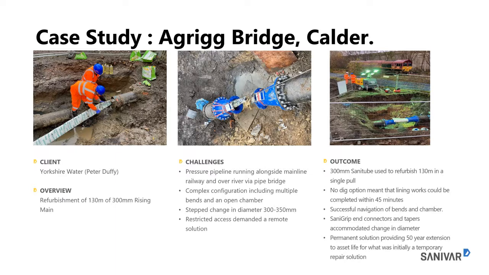So no question of being able to dig down to refurbish that pipe. And the pipe bridge under the railway line over the river was leaking like a shower every time the pumps turned on, with effluent gushing out into the watercourse. So it was quite an emergency and needed early remediation via trenchless technology. And Sanivar stepped in with Peter Duffy and used 300 mil Sanitube to line out the 130 metre section.